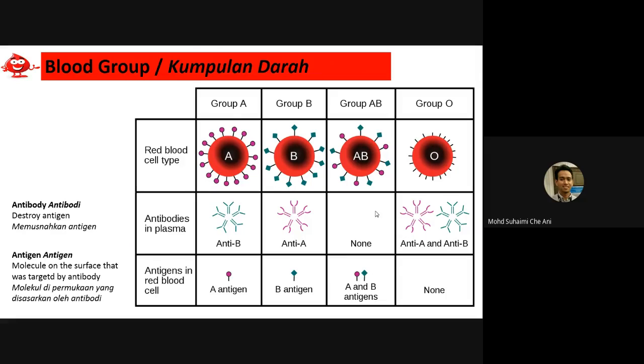Okay, all right. Now we continue to the blood group. You have 4 types of blood group: Group A, Group B, Group AB, and Group O. So, which one of you here know what type of blood group you are?